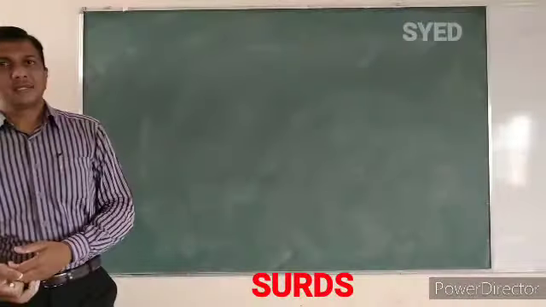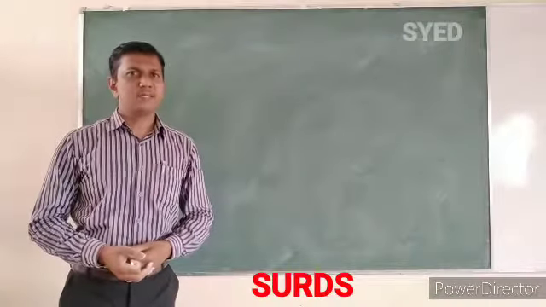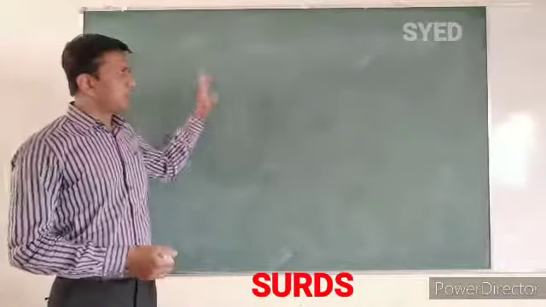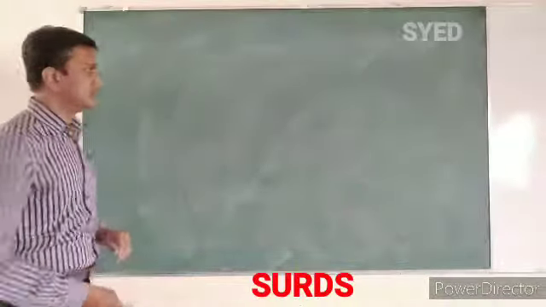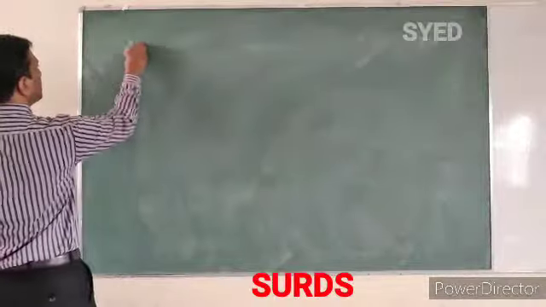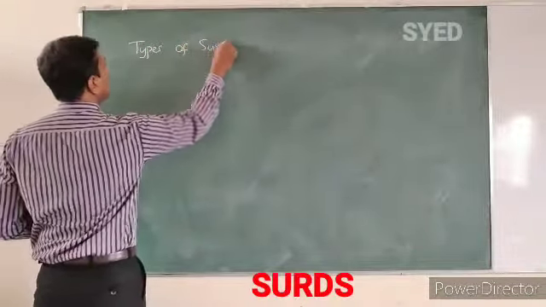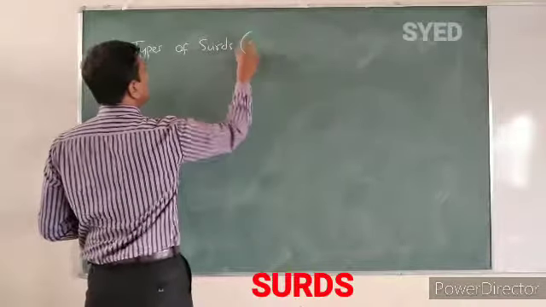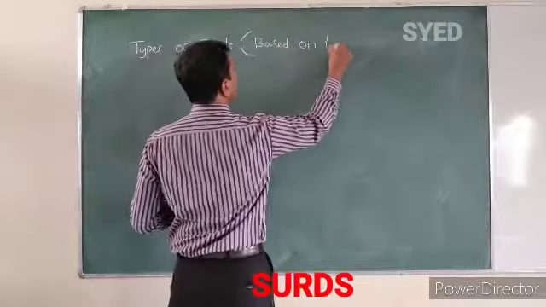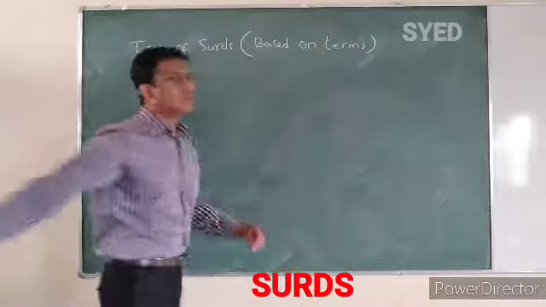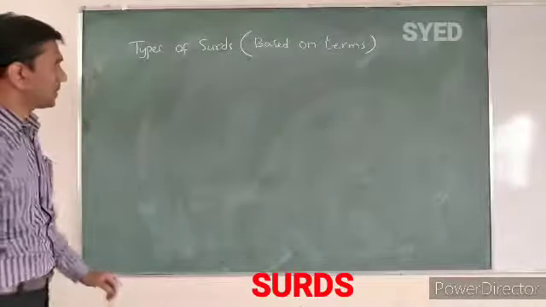So previously we have seen about the surds. We can say types of surds based on order. Now we are going to see about the types of surds based on terms. So based on terms we are going to see what the surds are.